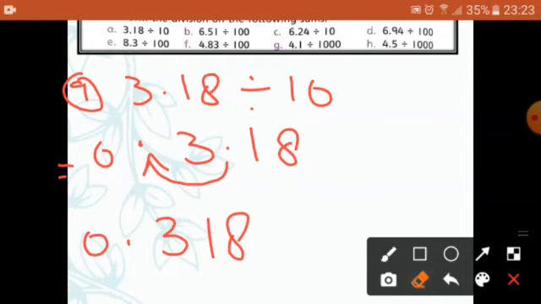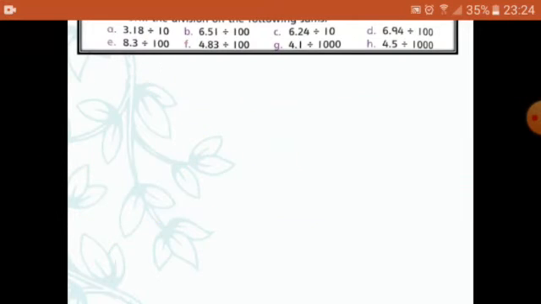So what it becomes? It becomes 0.318. Okay, so this is a procedure of just using the arrows and moving the decimal point. This you can show in your working column and just write your answer in front of your question. So 0.318 is the answer of this.